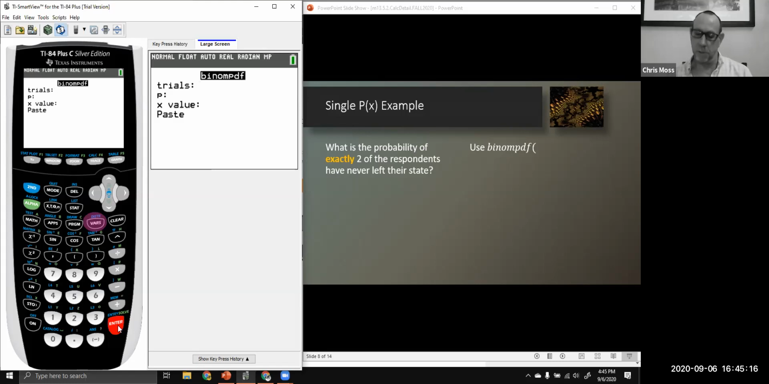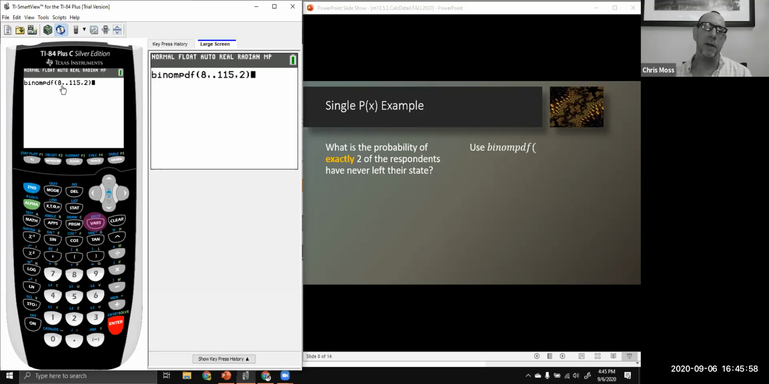Now, I need to enter the number of trials, 8. The probability of success in any one trial, 0.115. You do realize I could just as easily type in 11.5%, it matters not. I'm interested in exactly 2 successes. Now, depending on the type of calculator you have, you may or may not see this particular screen. Once I do have this screen in front of me and I get to paste, I'll hit enter. And I'm dumped off onto the main screen.